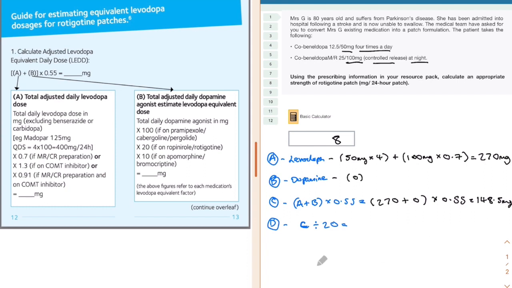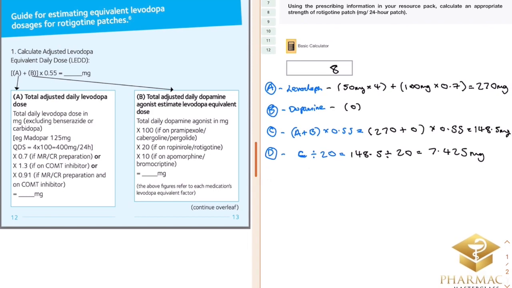So when we do stage D, we take our answer from stage C, which is 148.5, and we divide it by 20. If you do that on your calculator, you get an answer of 7.425 milligrams.